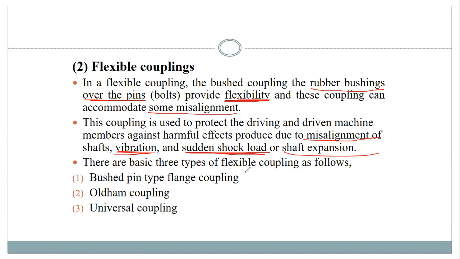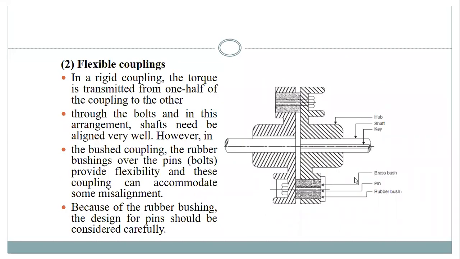What are the types of flexible couplings? There is bush pin type flexible coupling, there is Oldham coupling, there is universal coupling, right? These were the types of flexible coupling. The way we saw the working or the parts of the rigid coupling, let us see the parts of the flexible coupling as well. Now see guys, just like rigid coupling, the flexible couplings also transmit power, they transmit torque.